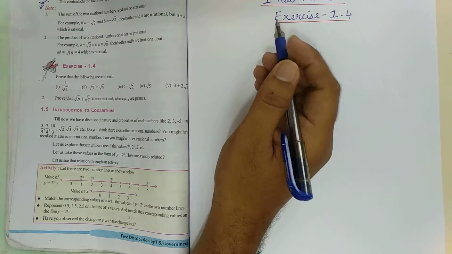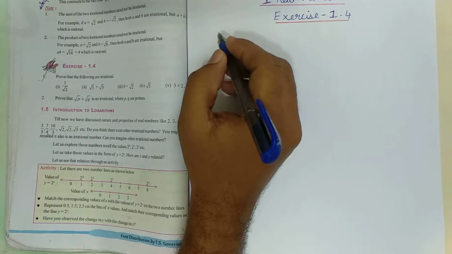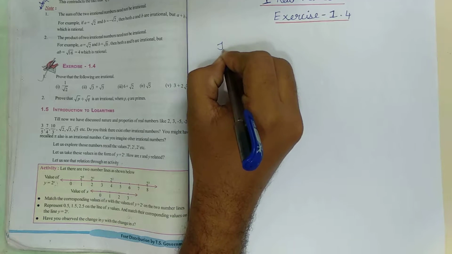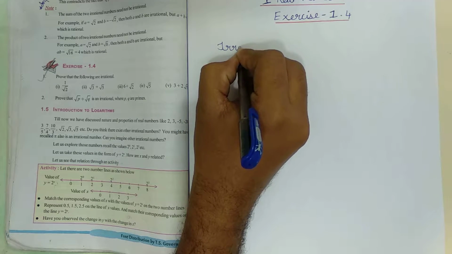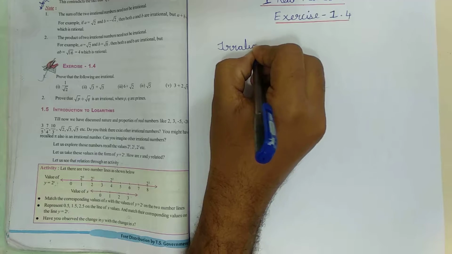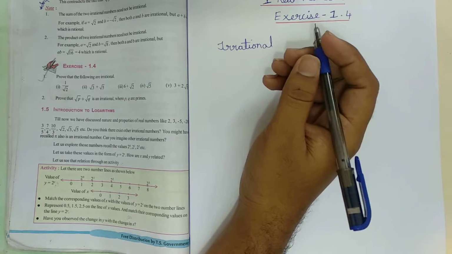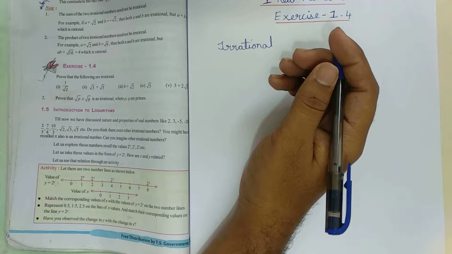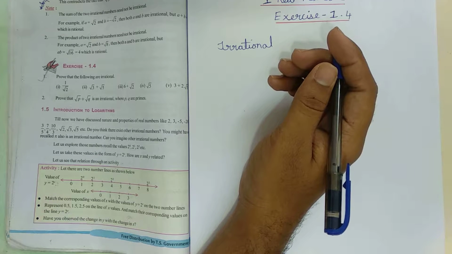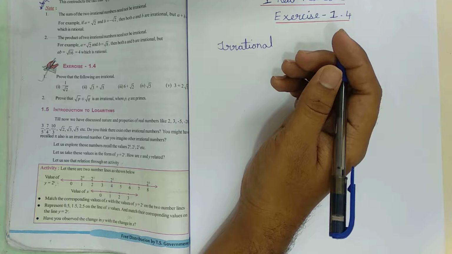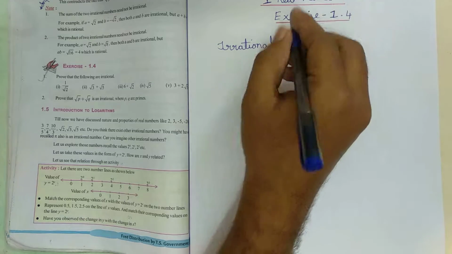Okay, before going to exercise 1.4, first we'll revise what irrational numbers are. In the last video we saw what a rational number is. A rational number should be in the form of p by q, where q is not equal to 0 and p and q are integers. Terminating decimals and non-terminating repeating decimals are rational numbers, as we have seen.